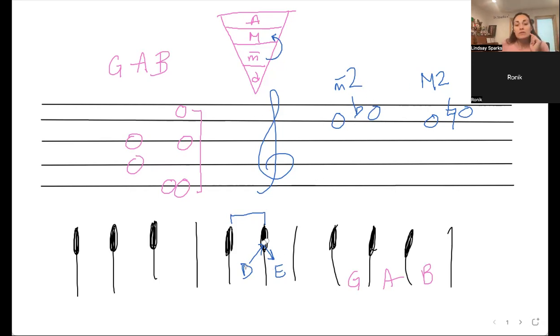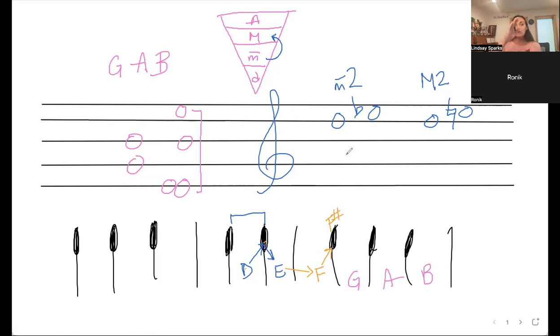Now, we said we went D to E flat, that's a minor second. E flat to E natural is a major second. So D to E is a major second. If we go another half step, we have F. Now we've got three notes, D, E, F, that is a minor third. And then we go up again to F sharp, that's a major third.